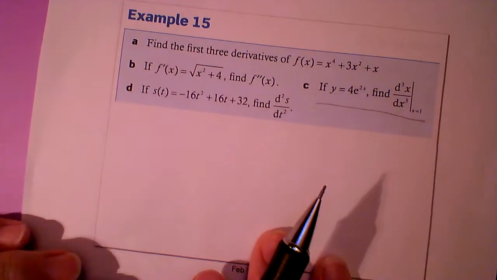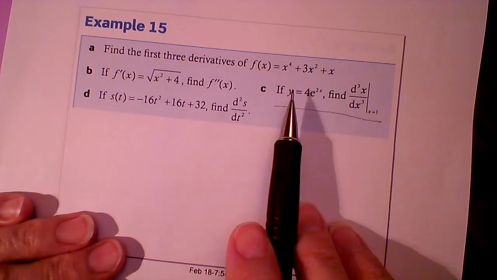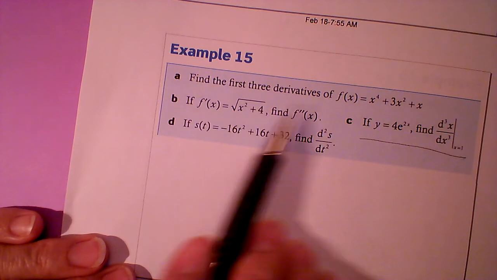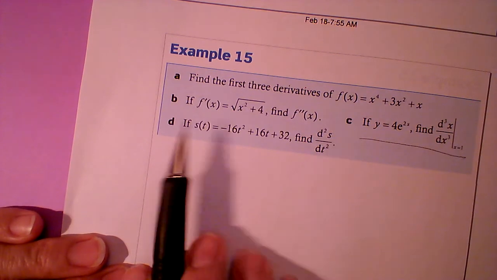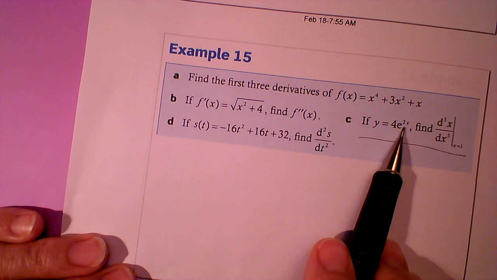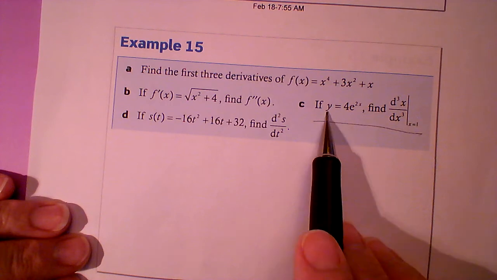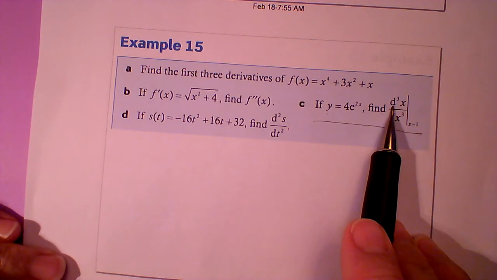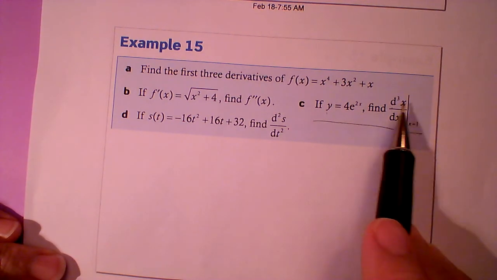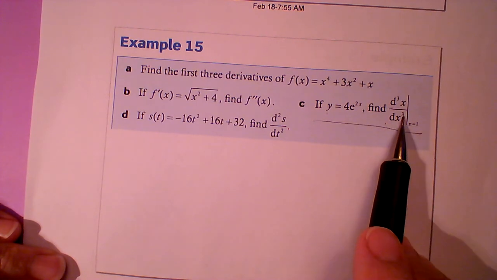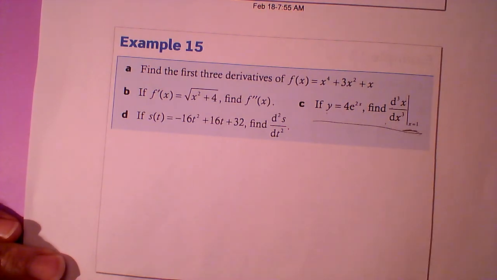Let's look at problem C. All right, so this one is in the Leibniz notation. We've started with y, so when we start with f of x, we continue on with the f prime notation. This one says y is equal to 4 times e to the 2x, so that means we're going to use the dy dx notation. This is asking us to find the third derivative, d to the third y over dx to the third, and then we're going to evaluate it, that's why this is here, at x equals 1.